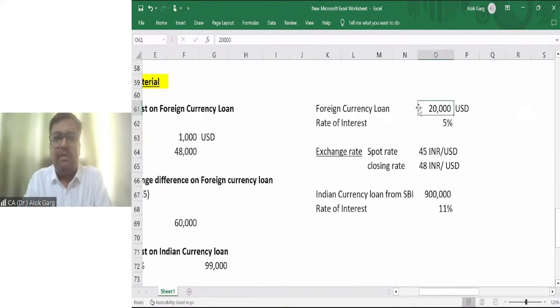So this was the information which was given. Foreign currency loan, $20,000, rate of interest 5%, exchange rate on the date of taking this loan, 45 rupees per US dollar, closing rate is 48 rupees per US dollar. Indian currency loan from State Bank of India must be 9 lakh rupees. How does this 9 lakh rupees come? 20,000 multiplied by 45. This is the equivalent amount of Indian currency loan. The rate of interest is 11%. We need to see the capitalization of interest, right?